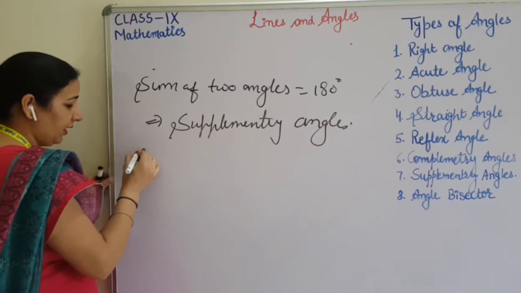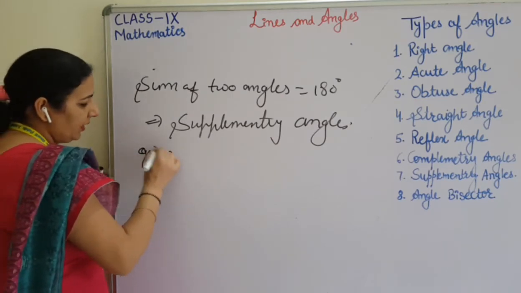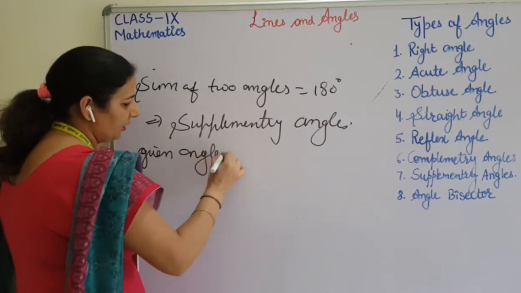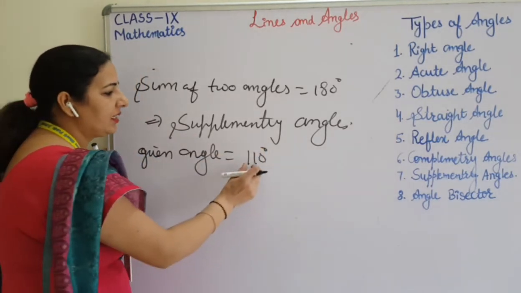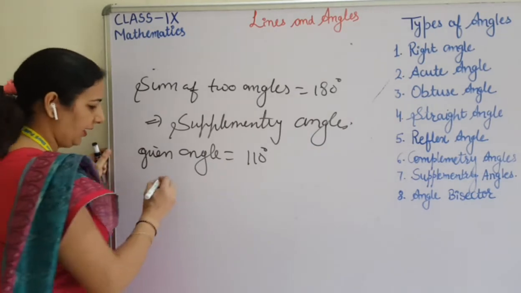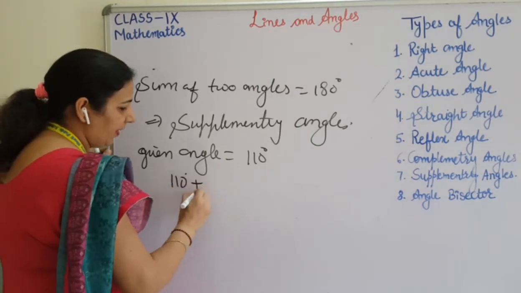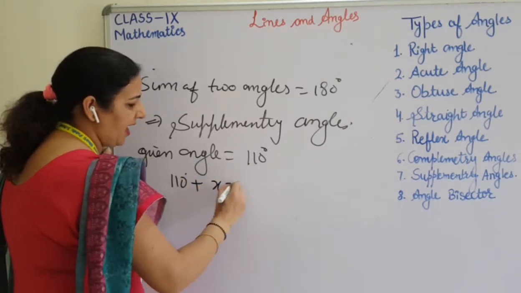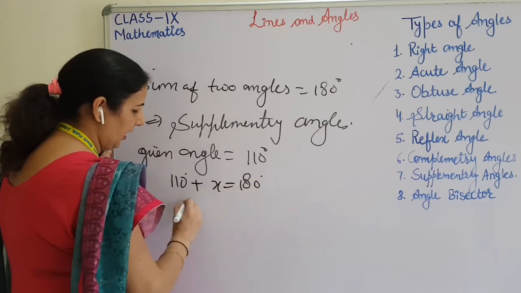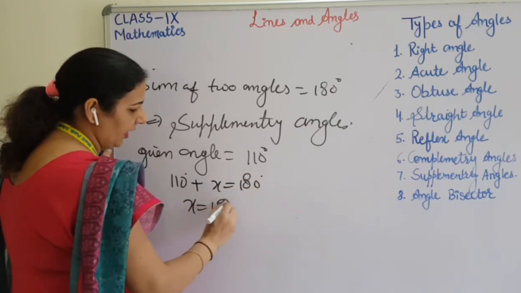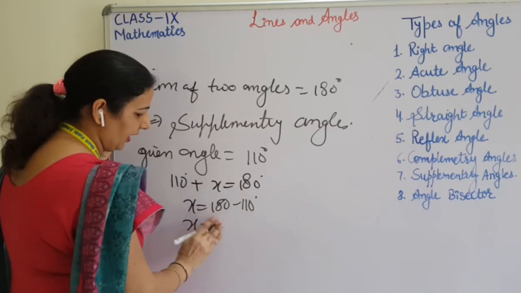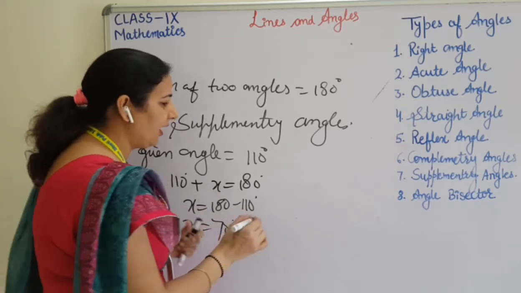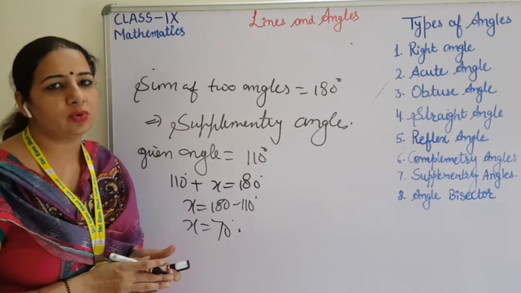Now, if the given angle is equal to 110 degree, the question is find the supplement of angle 110. So 110 plus its supplement, let it be x, is equal to 180. x is equal to 180 minus 110. x is equal to 70 degree. So the supplementary angle of 110 is equal to 70 degree.